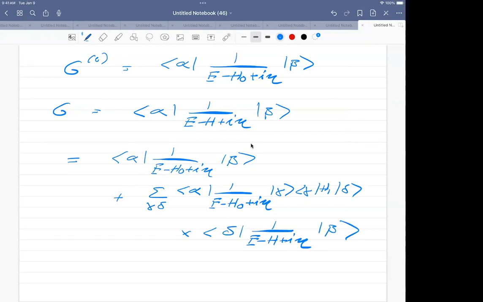Now, what you see now is that if we look at this G0, this is something which we can then compactify, because if we assume that H0 has beta and alpha as an eigenbasis, then we know that H0 acting on beta gives epsilon beta times beta. So if I then look at this expression here, this simply has to give us delta alpha beta divided by E minus epsilon alpha plus i eta. So just keep in mind that we are still staying with a one-body problem, okay?